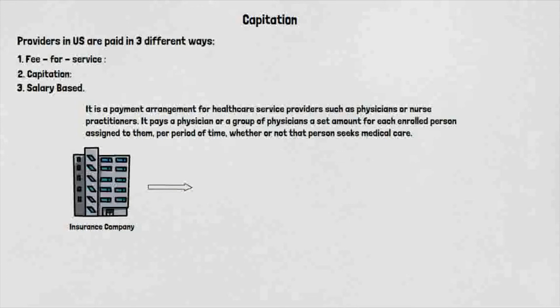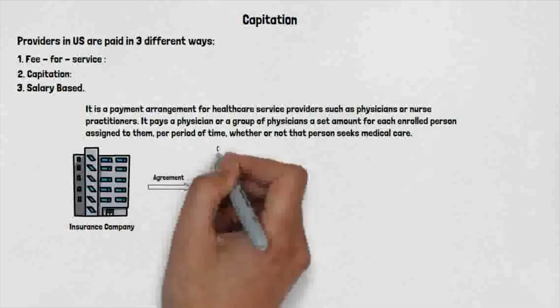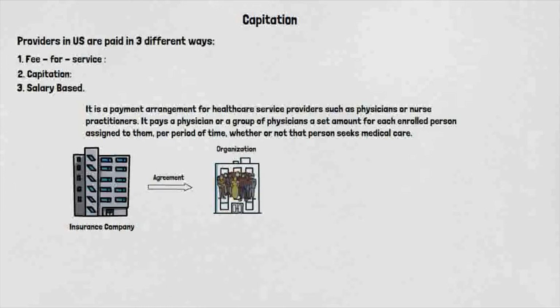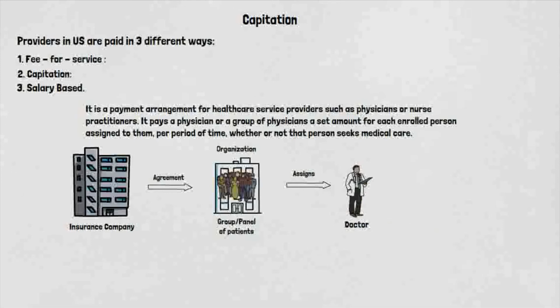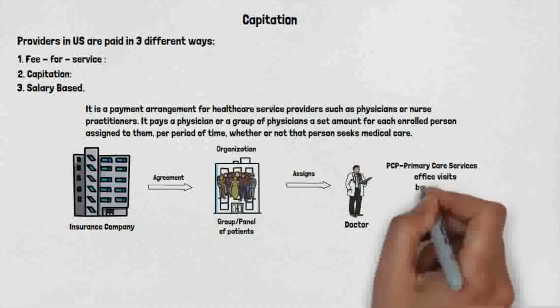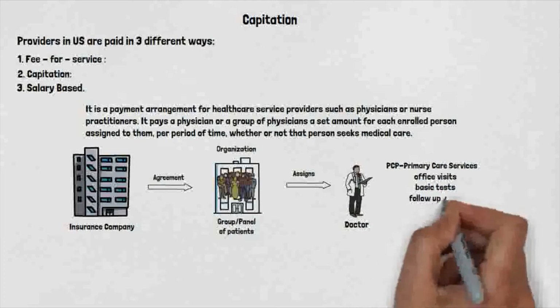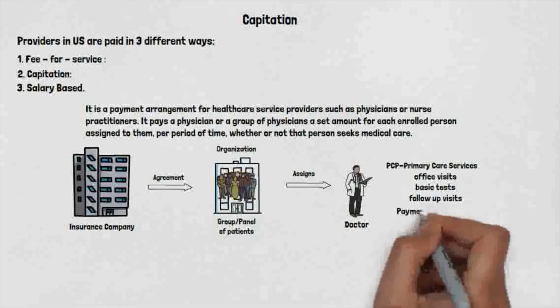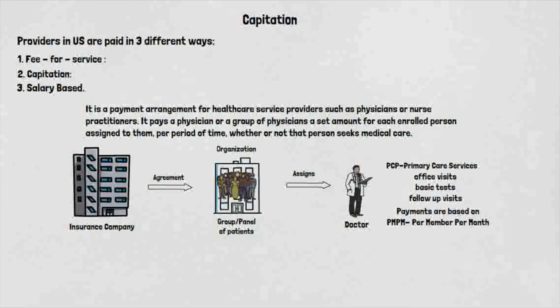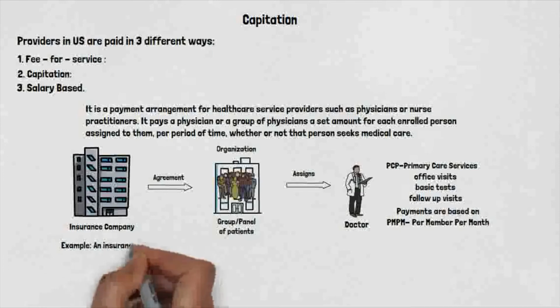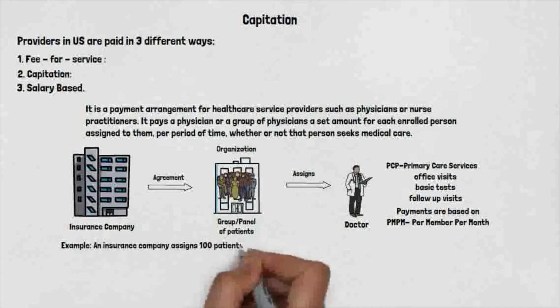The insurance company enters into an agreement with an organization to provide insurance coverage to its employees. Now, these employees are considered as a group or panel of patients, and the insurance company is going to assign this panel of patients to a particular doctor, like a PCP. Now, this PCP will be responsible for all primary care services like office visits, basic tests, follow-up visits, etc. Now, the payments are based on per member per month.